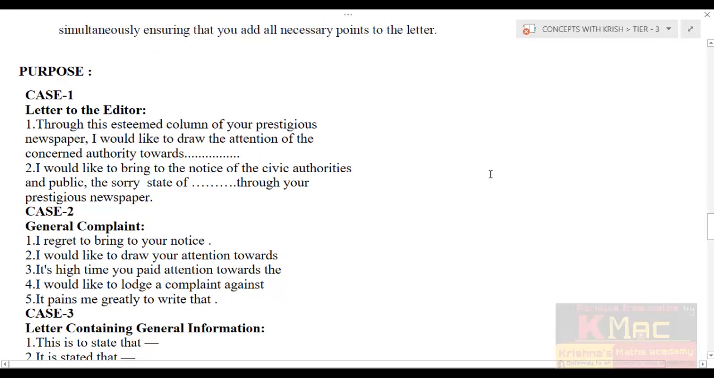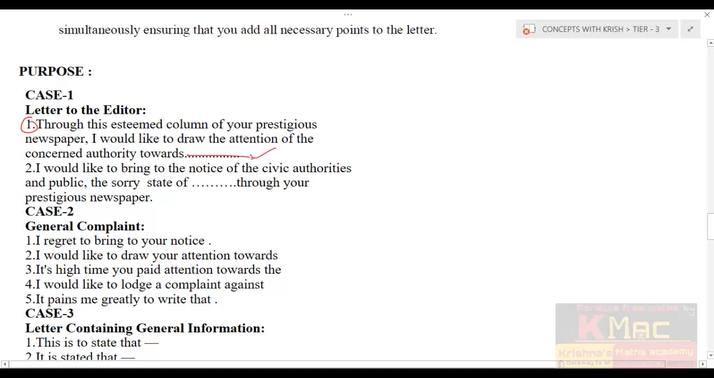Case 1, letter to the editor. These are some good lines you can use. For a letter to the editor, the purpose can be: through this esteemed column of your prestigious newspaper, I would like to draw the attention of the concerned authorities towards, and you will write the incident here.